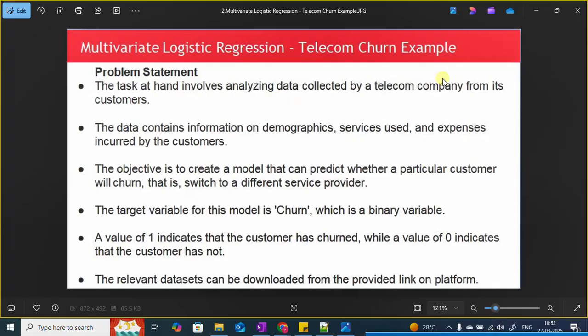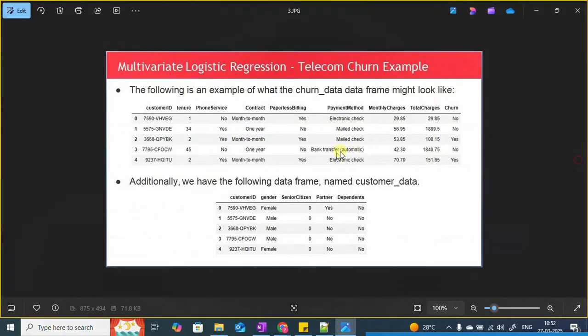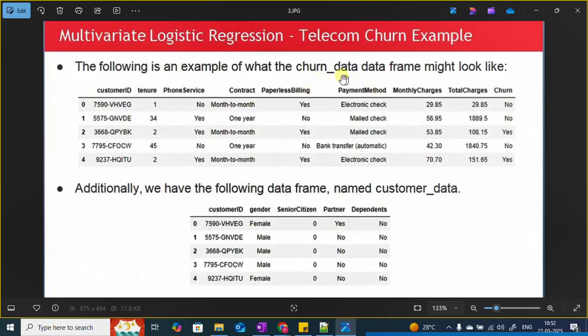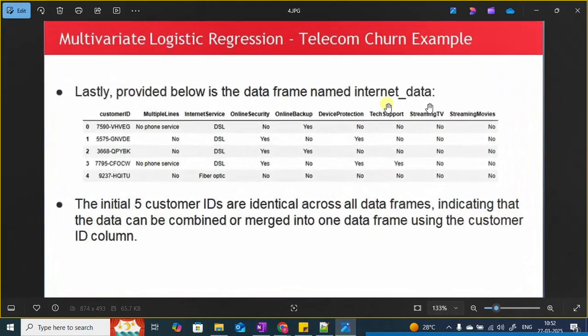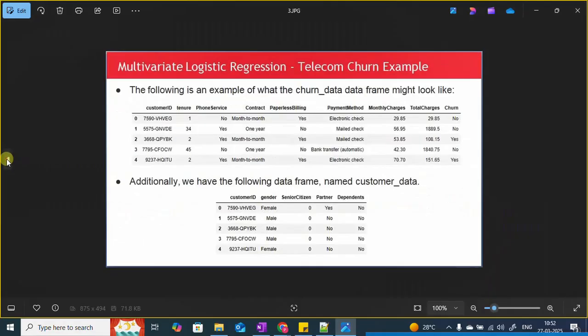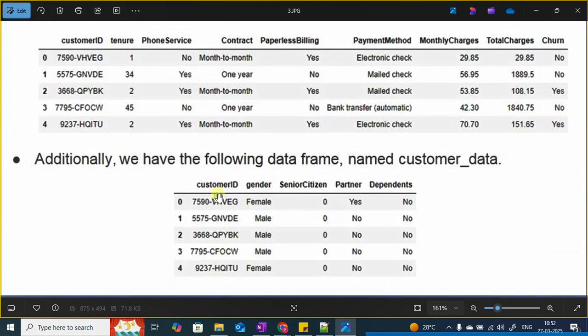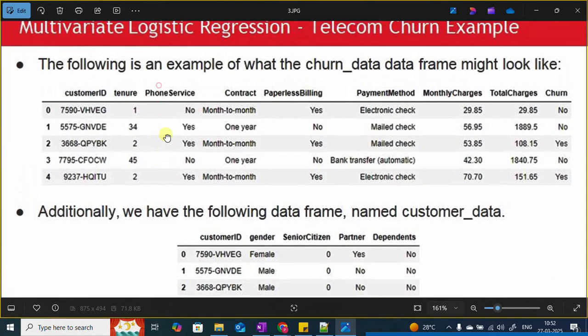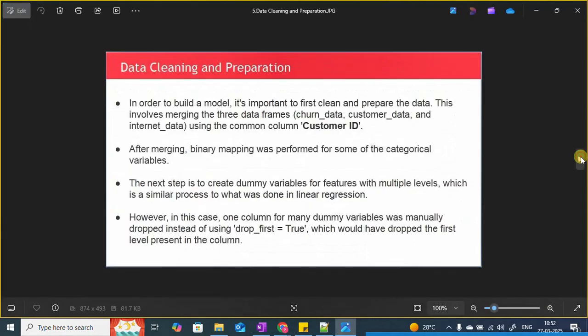See, the problem statement we are going to see is the telecom churn analysis. Fine. So as I told you, three different data sets. One is called churn data, another is called customer data, third one is called internet data. You might have seen, there is a common column between all three. There is a customer ID column present here, here, and here. So in all these three different data sets, there is a common column that is called customer ID.